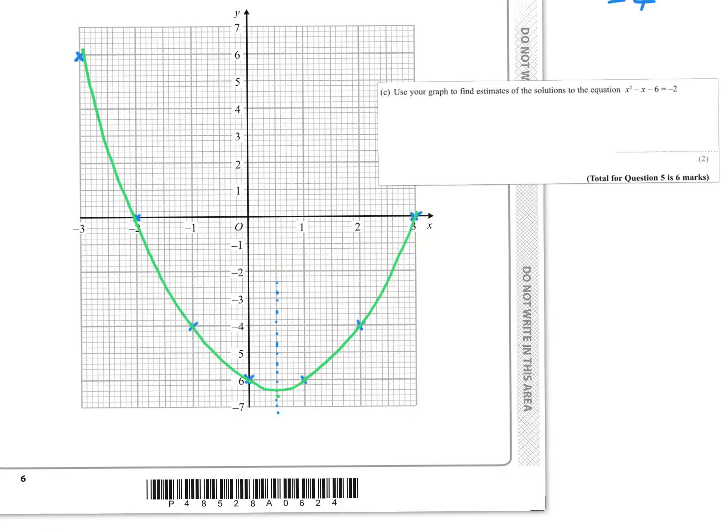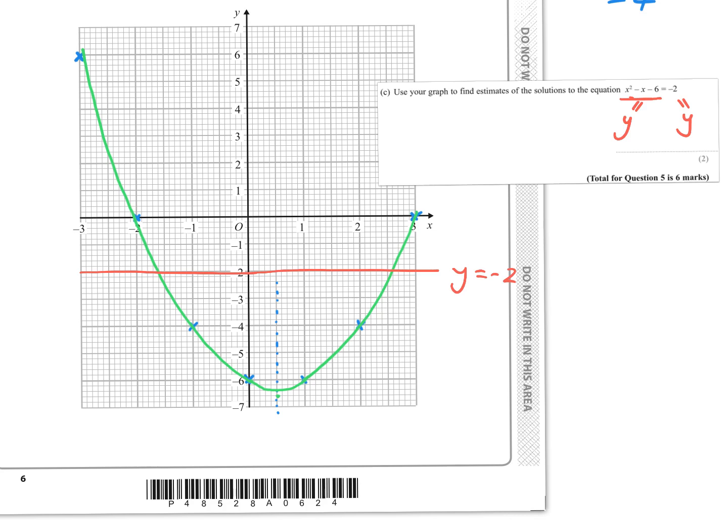So the last part of the question says, use your graph to find estimates of the solutions to the equation x squared minus x minus 6, which is given in green, equal to minus 2. So it's like having y equals this and y equals this, and you're putting them equal to each other. So y equals negative 2. I should use a ruler, but you'll get the idea here. Okay, so that's y equals negative 2.